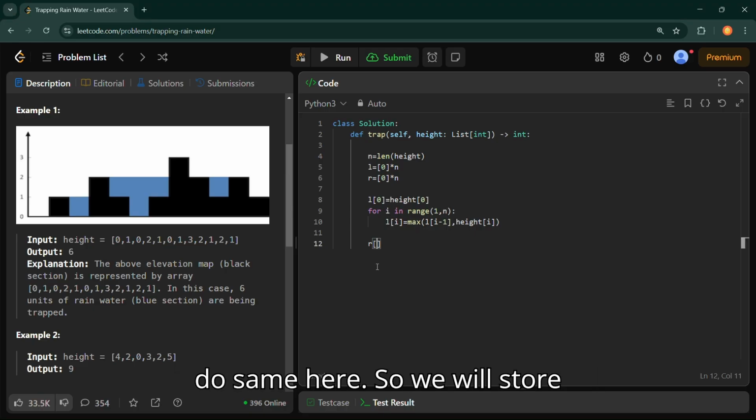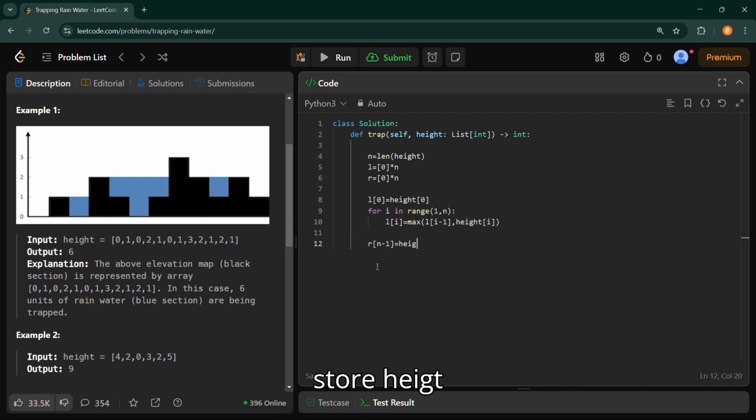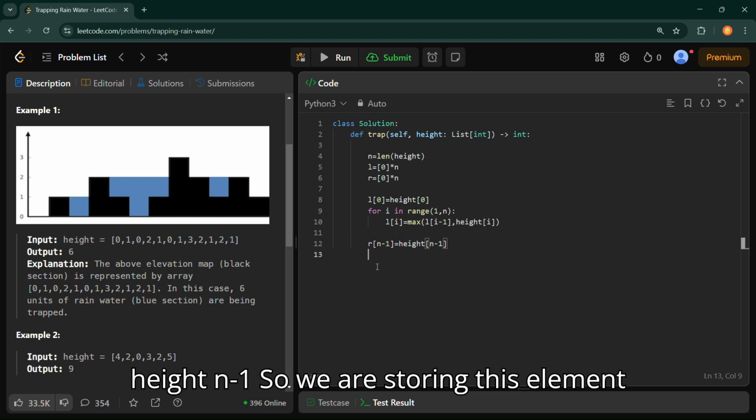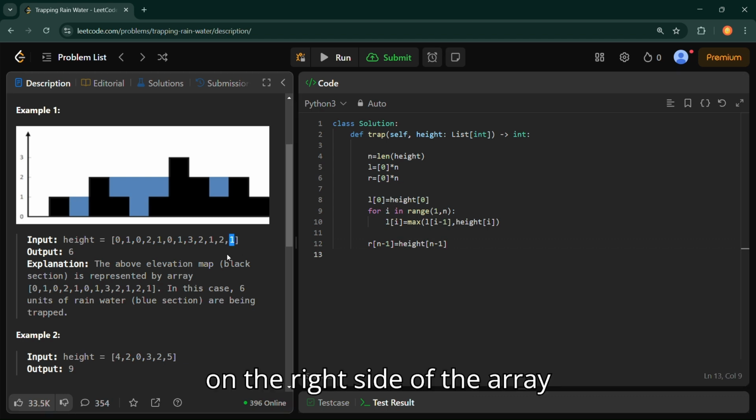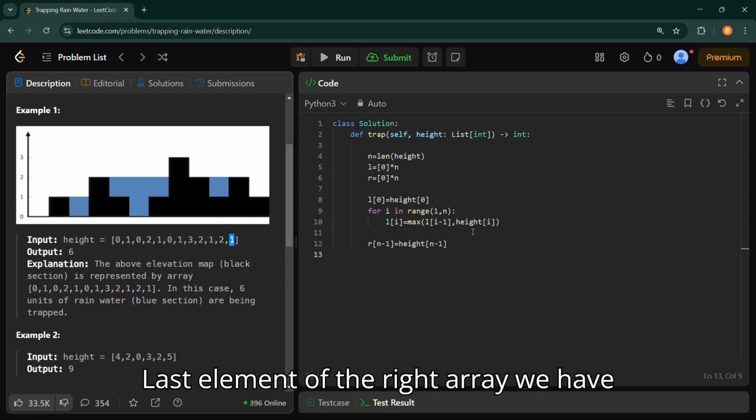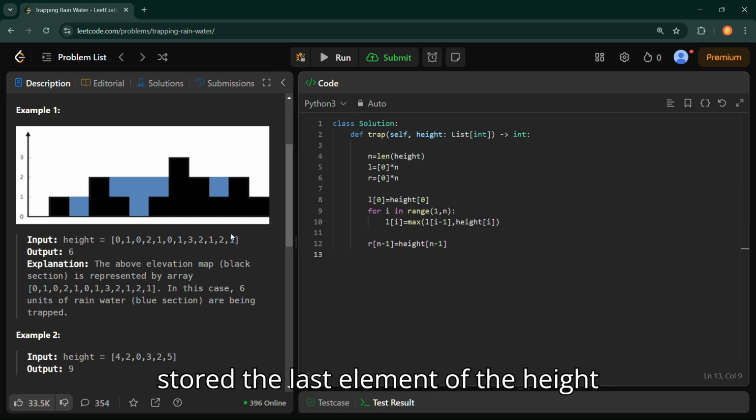So we will do the same here. On the n minus 1 place, we will store height of n minus 1. So we are storing this element on the right side of the array. In the last element of the right array, we have stored the last element of the height, which is 1.